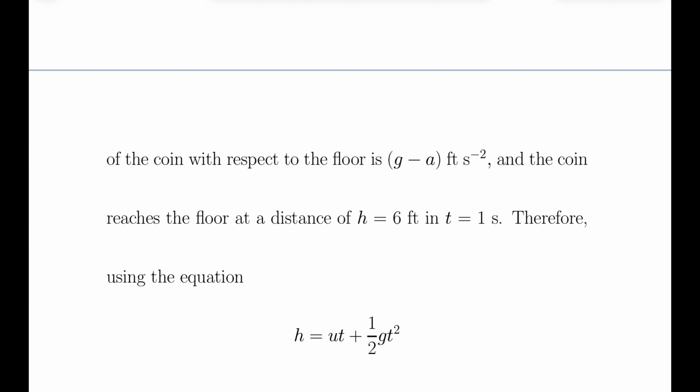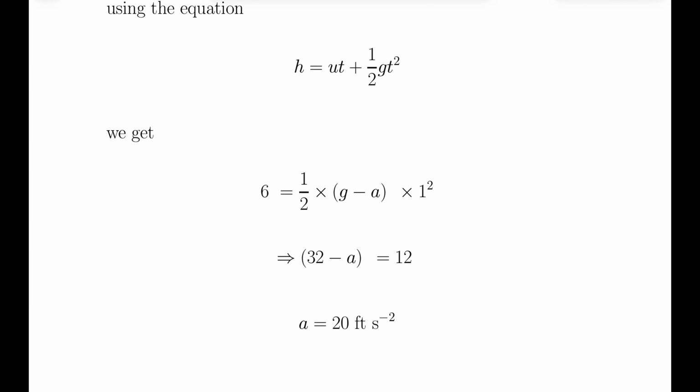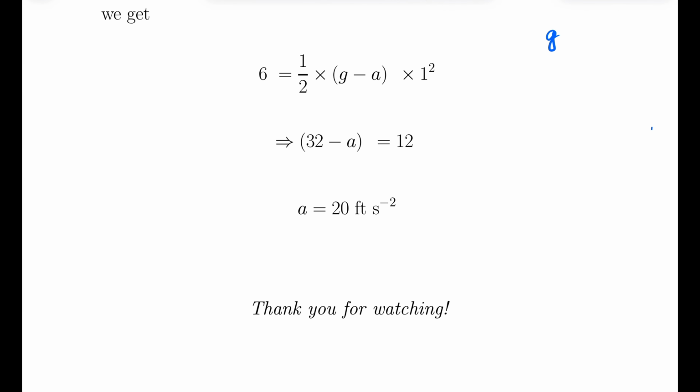And the coin reaches the floor at a distance of 6 feet in 1 second. Therefore, using the equation s equal to ut plus half gt square, we have 6 equal to half into g minus a into 1 square. Because u is 0 here, the first term becomes 0. So, taking g equal to 32, we have 32 minus a is equal to 12, or a is 20 feet per second square. Okay. Now, note that only if g is greater than a, that means the acceleration of the coin is greater than that of the lift, the elevator, the coin can hit the floor.